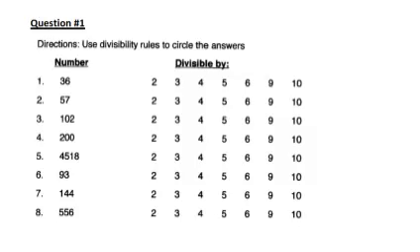So for the first number, 36, it's divisible by 2 because it's an even number. It's divisible by 3 because 3 plus 6 equals 9. It's divisible by 4 because 4 times 9 is 36. It's not divisible by 5 because the ones digit is not 0 or 5. And it's divisible by 6 because this number is divisible by 2 and 3 at the same time. It's divisible by 9 because 3 plus 6 equals 9. And it's not divisible by 10 because the ones digit is not 0.